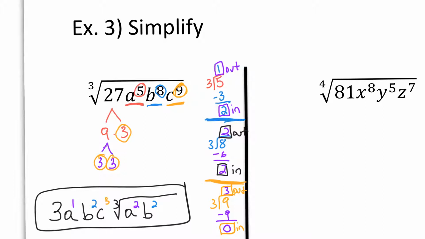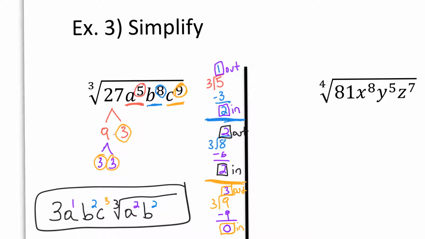Now, let me give you another example, when the exponent is smaller than the root. Imagine you have a to the 2nd power. 2 is smaller than 3, so 3 doesn't go into 2. So all you do is keep the a squared inside of the radical.